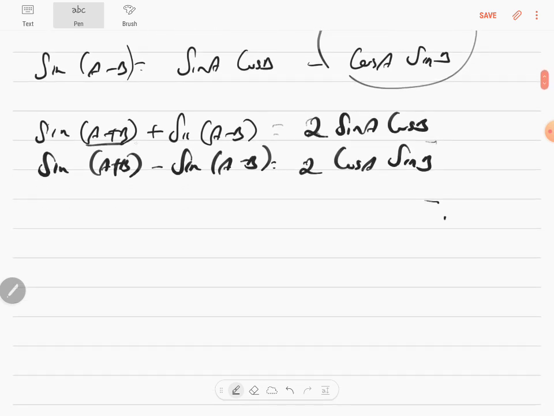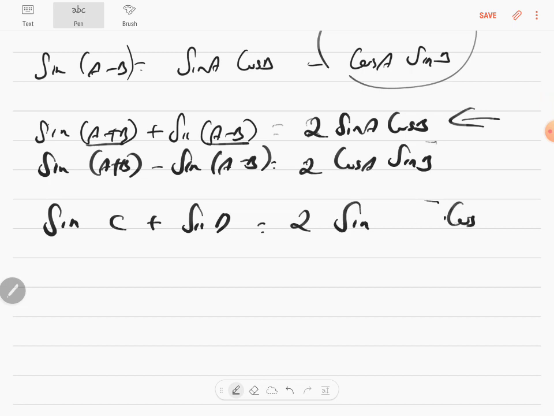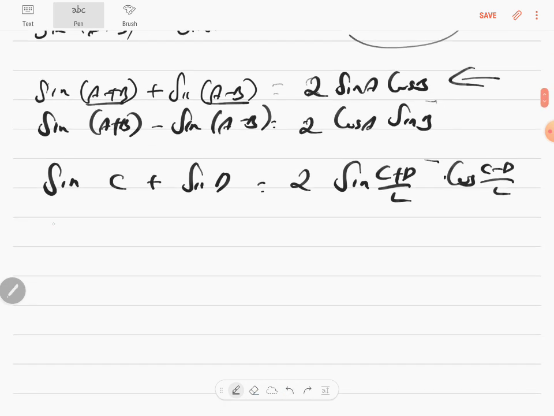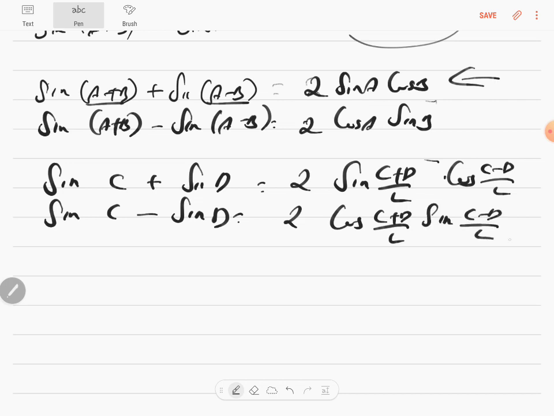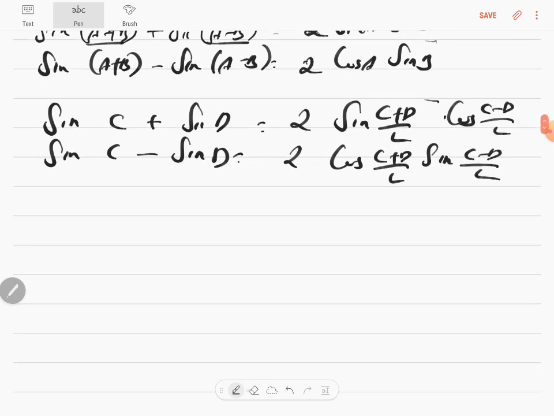Then considering this as C and this as D, sin C plus sin D will be the same formula, which is 2 sin((C+D)/2) cos((C-D)/2). Instead of A, it will become (C+D)/2. B will become (C-D)/2. Okay, next is sin C minus sin D, which is 2 cos((C+D)/2) sin((C-D)/2). So that's about sin formulas.